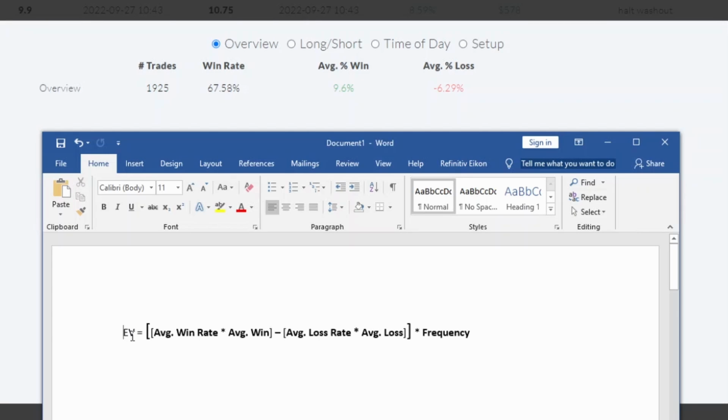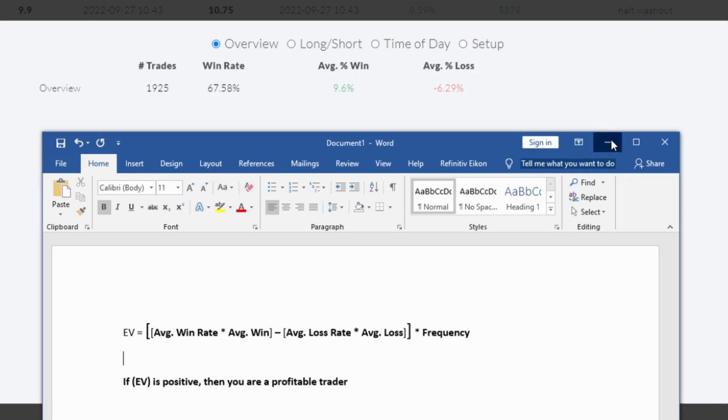If EV is positive, then you are a profitable trader. Keep in mind, you have to factor in commissions. You don't have to calculate to the penny how much, but keep in mind that you have to factor in the cost of executing these trades.